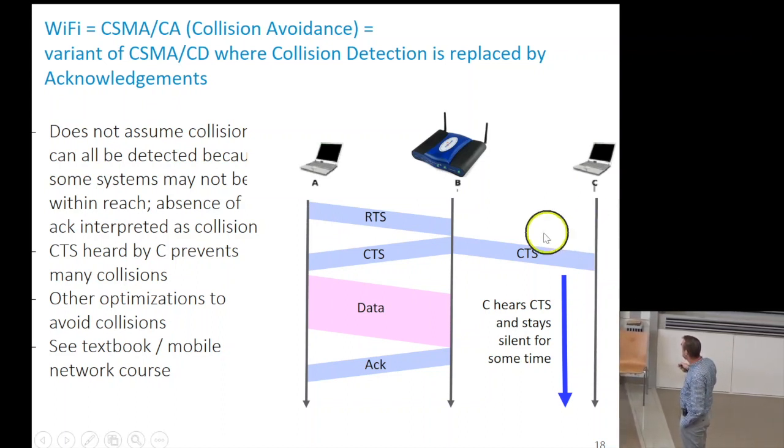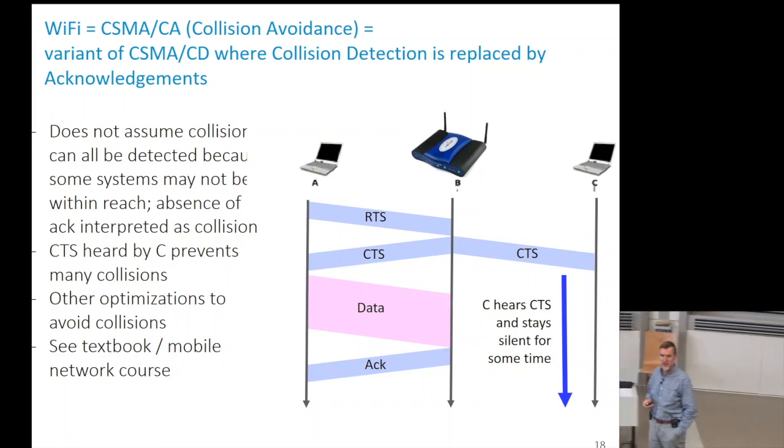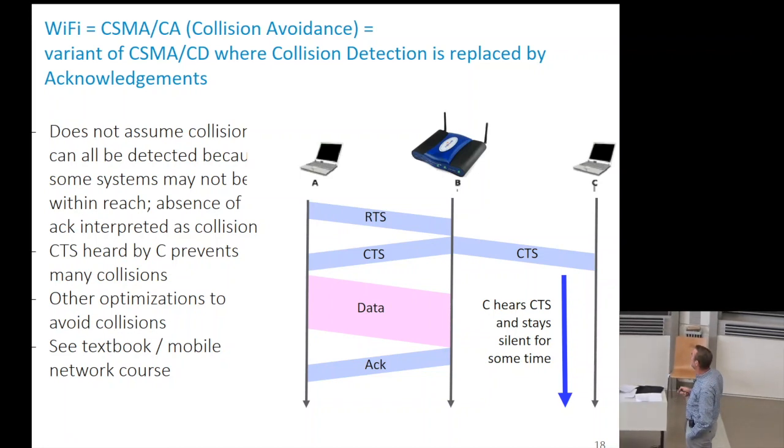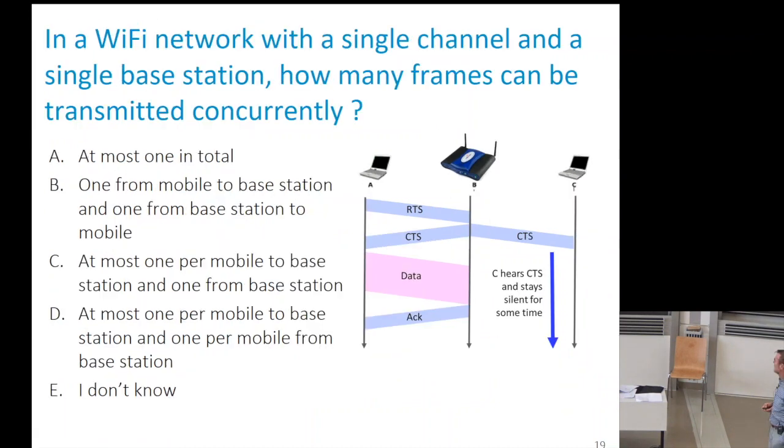C might be sending an RTS also, so there might be collisions of the RTS-CTS, but the RTS-CTS are much shorter, so we reduce the impact of collisions here. This is how Wi-Fi differs from CSMA-CD. It's called CSMA-CA instead of CD. We try to avoid collisions, at least collisions of data packets, by sacrificing signaling packets before. But essentially, it's the same.